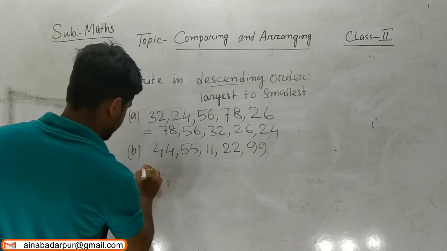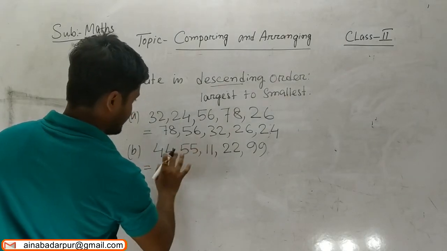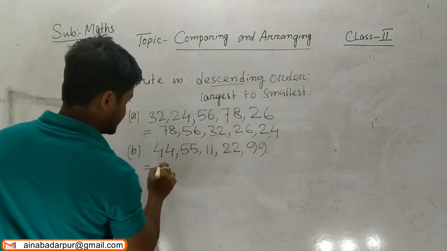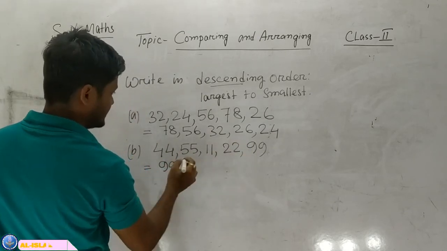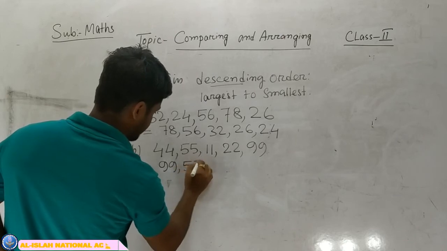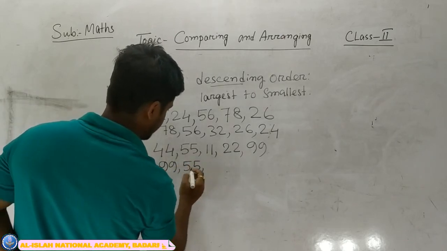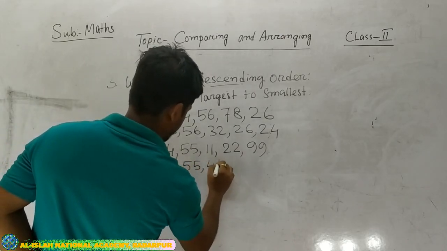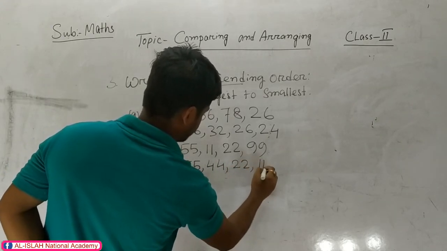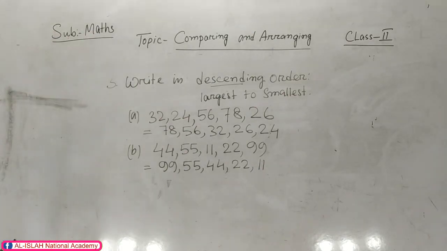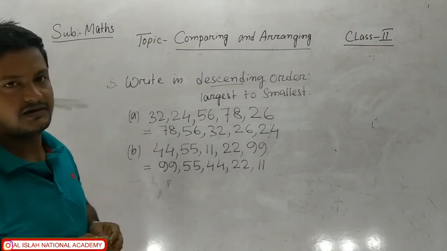Let's see the next question. Now you find out which number is biggest. 99 is biggest, you write 99. Then 55, then 44, then 22, then 11. So this is called descending order.